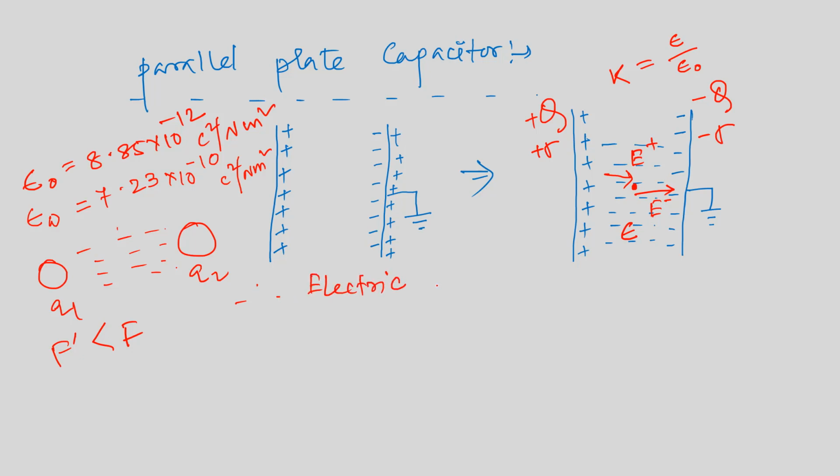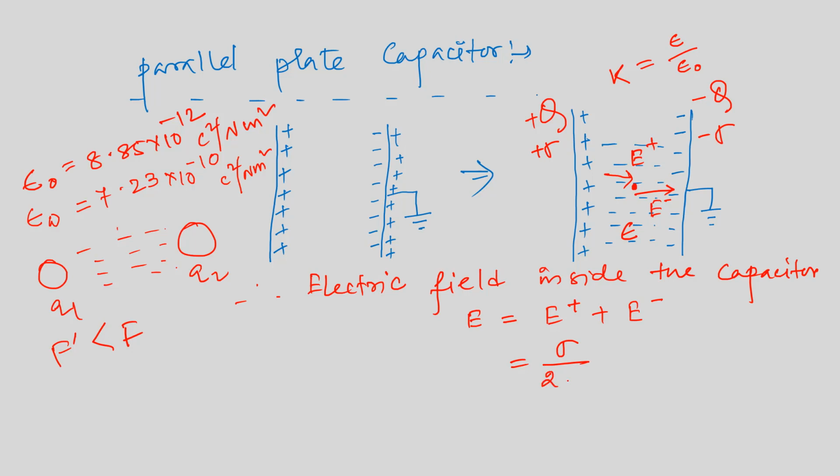So the electric field inside the capacitor will be how much? That is the total electric field E. It is equal to the electric field due to the plus charge plus the electric field due to the minus charge. I hope you have forgotten the electric field due to the plus charge, so I'm just helping you to remember. For a positively charged plate or a negatively charged plate, the value of electric field at some particular distance is sigma divided by twice epsilon. Epsilon is the permittivity of the medium.